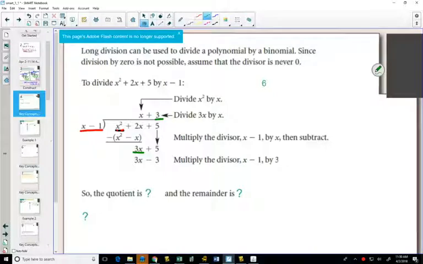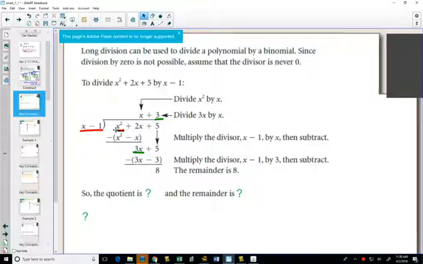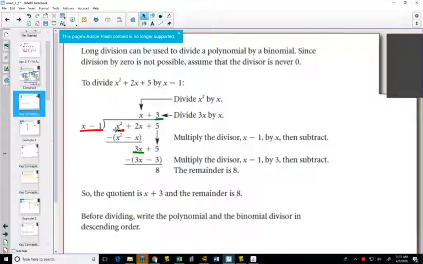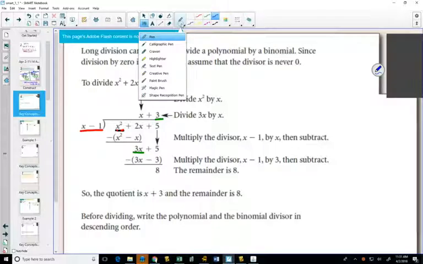And you repeat this process over and over again until you get a number that no longer can be multiplied to get it, and that will be your remainder. The quotient is your answer, the x plus 3, and the remainder is 8. Here is something that is super important, and I want you to highlight this.